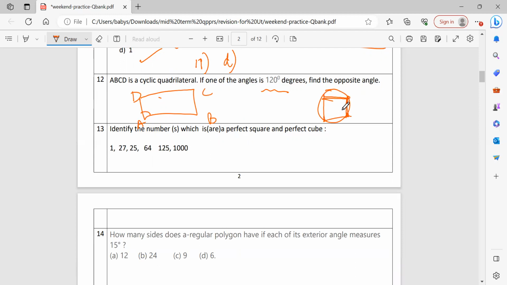If one of them is 120, what is the property of a cyclic quadrilateral? The opposite angles are supplementary. In this case, if A is 120, C has to be 60. They are supplementary, not a linear pair. 120 plus 60 gives me 180. You need to be careful about this. They just add up. Likewise, D and B will add up to another 180.